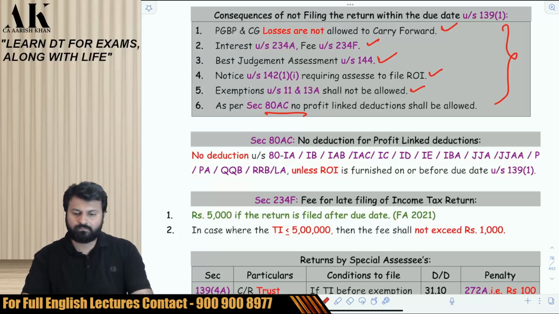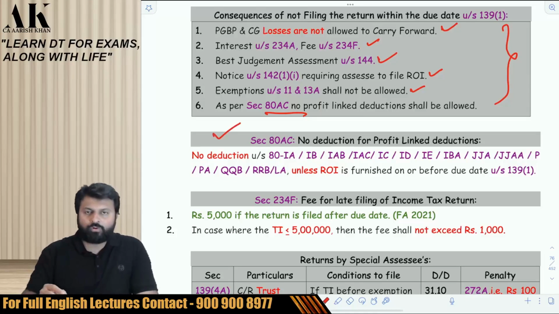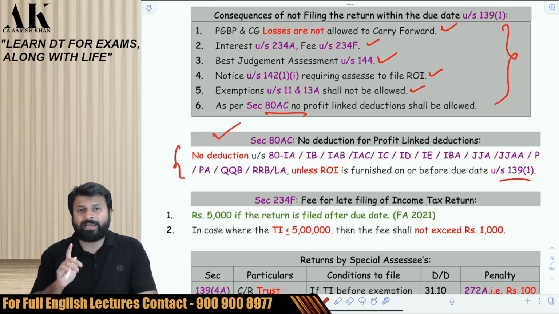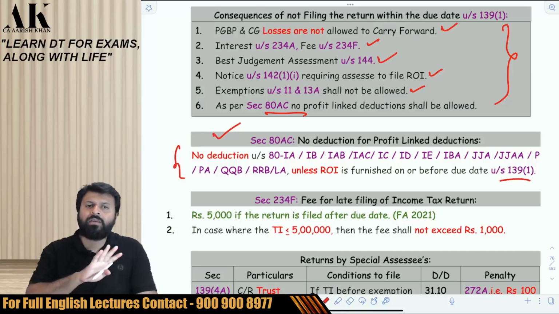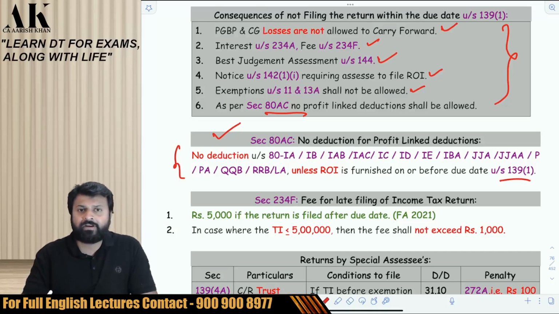Okay. Next, ATAC. As I've told you, ATAC tells you what? No profit linked deduction will be allowed to you. There are around 15 profit linked deductions I've listed over here that will not be allowed unless and until you file the return on time. If you fail to file the return on time, you will not get the deduction of profit linked, but you can definitely get the deduction of payment linked, even by filing a late return.